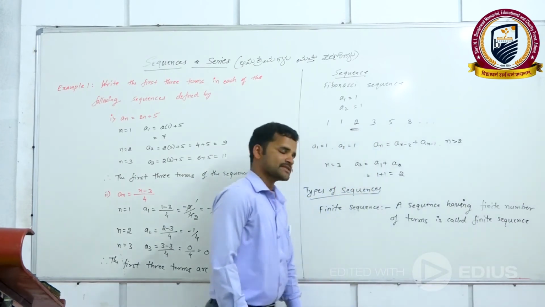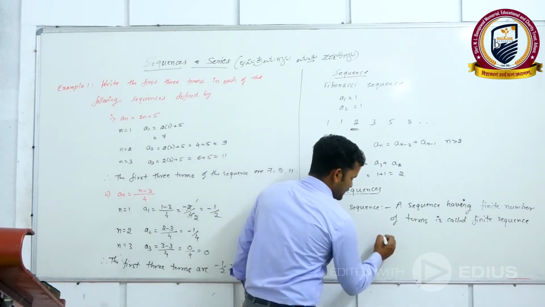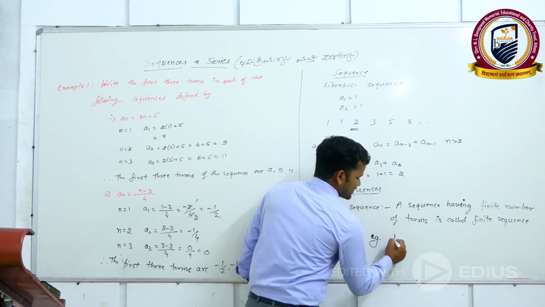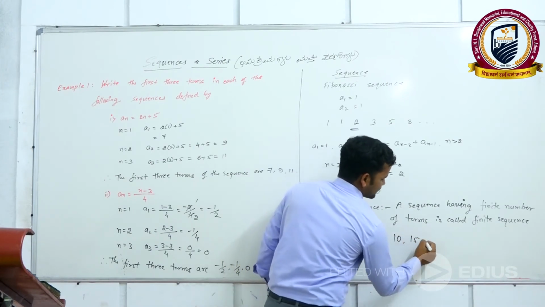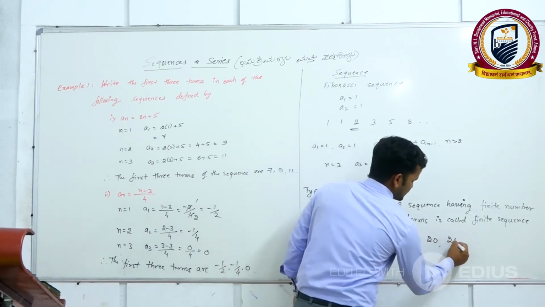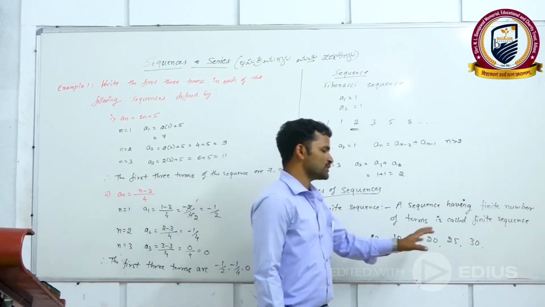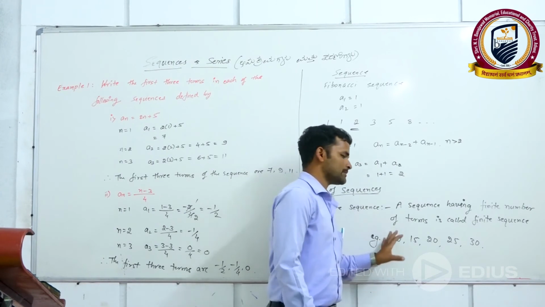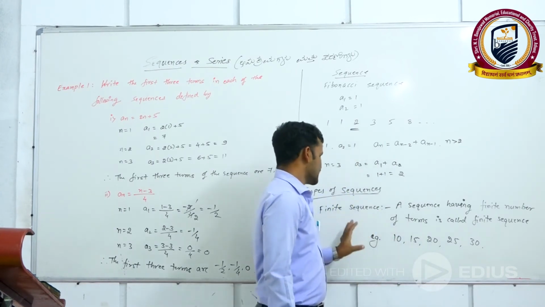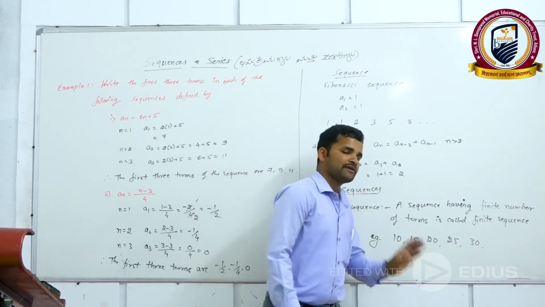What are the examples for this? Examples, let me take 10, 15, 20, 25, 30. How many terms I wrote? Just 5 terms I am writing here. Means a definite number of terms are there. This is the first type of sequence, finite sequence.